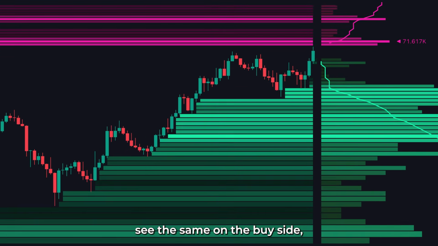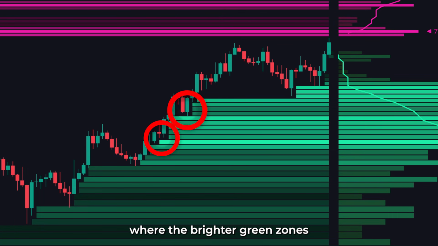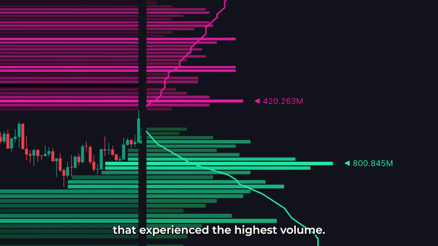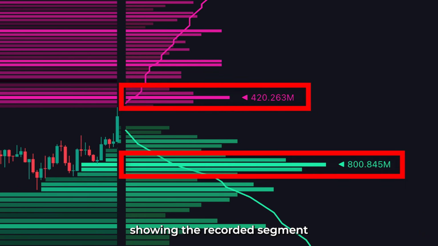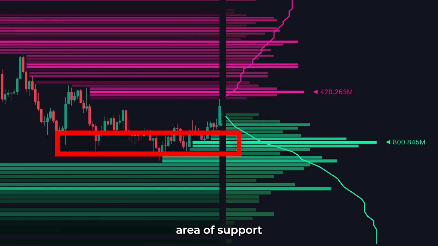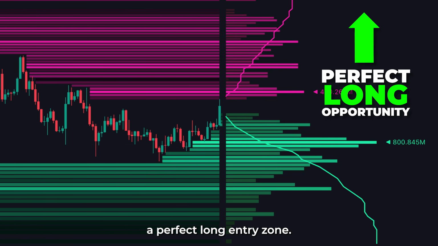We'd of course see the same on the buy side, where the brighter green zones act as a clear and powerful support. The areas that experience the highest volume have a mark next to them, showing the recorded segment of the market. Here, for example, we see a bright green zone with a value next to it. This shows us that this is the strongest area of support, where the most liquidity is located, and therefore is the perfect long entry zone.